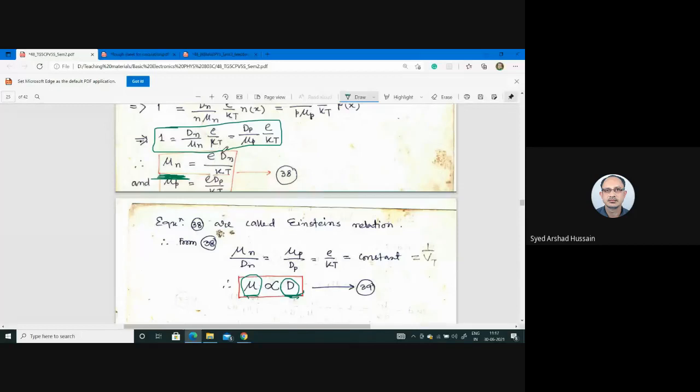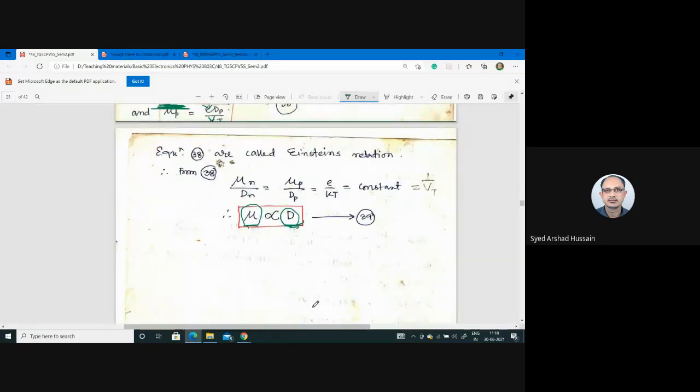Okay, now from this expression you can say that this is equal to that, this is equal to that. So mu n is equal to E Dn divided by kT, or mu p is equal to E Dp divided by kT, where E is constant, k is constant. At a particular temperature, you can say that mu n by Dn is equal to mu p by Dp, that is mu proportional to D.